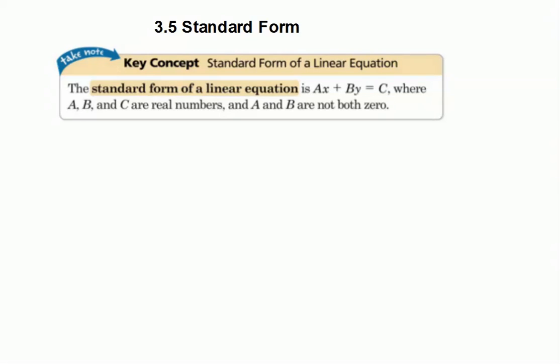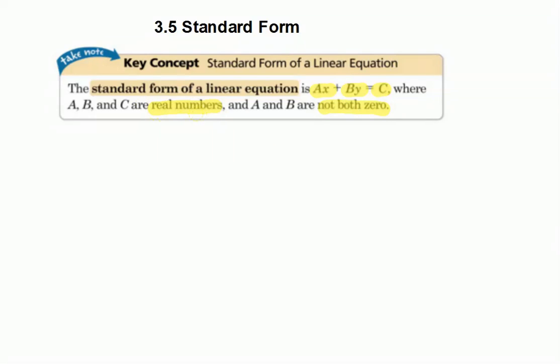For section 3.5, we're going to be looking at standard form. Standard form is another way to write a linear equation. The standard form is in the form of ax plus by equals c. A, B, and C must be real numbers and A and B cannot be 0.